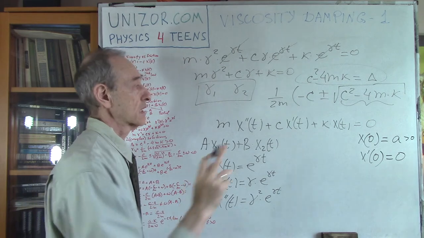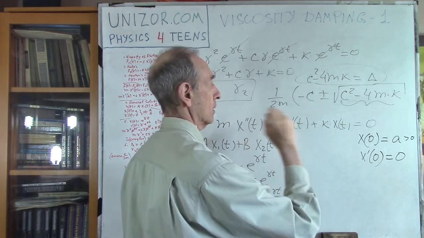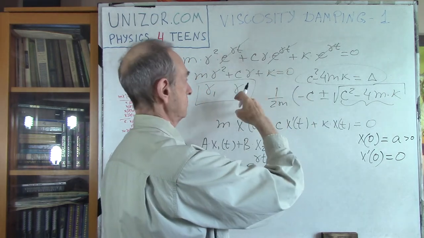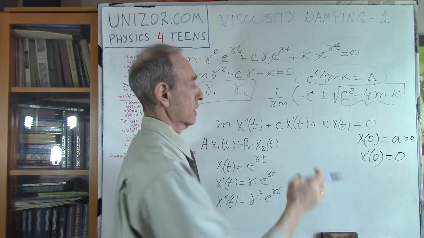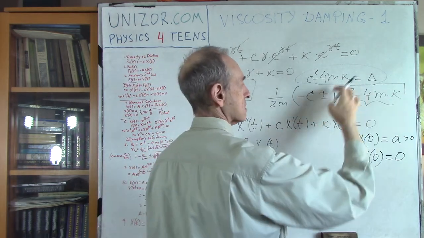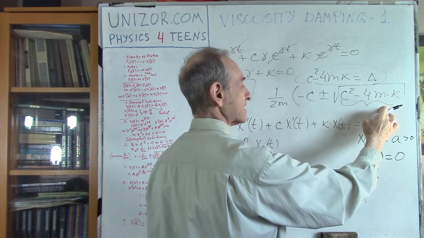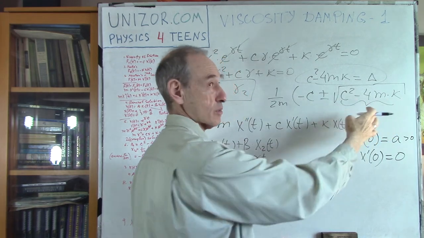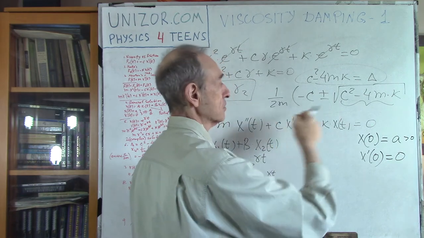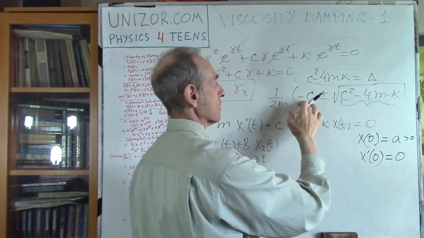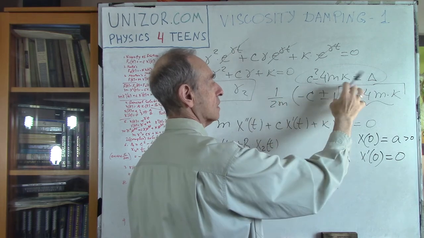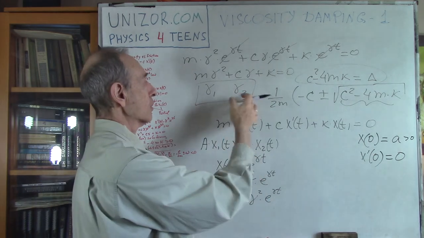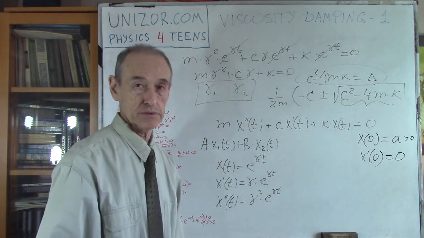Not only real, but let's think about the following. This is negative, right? So we are assuming all these coefficients, c and k, and obviously m, are all positive, right? So minus c is negative. Now, from c square we are subtracting something. The result is still positive, but obviously it will be smaller than c square, because m and k are positive. Which means that the square root will be smaller than c, which means whether we take plus or minus, this minus will be by absolute value greater than this one, so the result will always be negative. So both gamma 1 and gamma 2 will be negative.